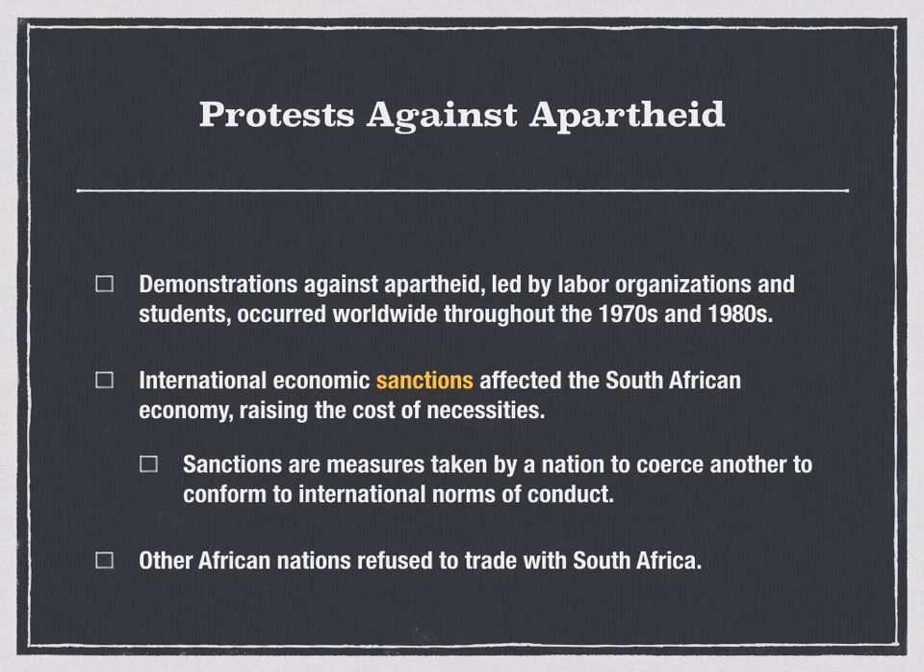International economic sanctions by other countries affected the South African economy. These sanctions raised the cost of necessities for the South African. And sanctions are measures taken by a nation to coerce another to conform to international norms of conduct. Other African nations refused to even trade with South Africa.